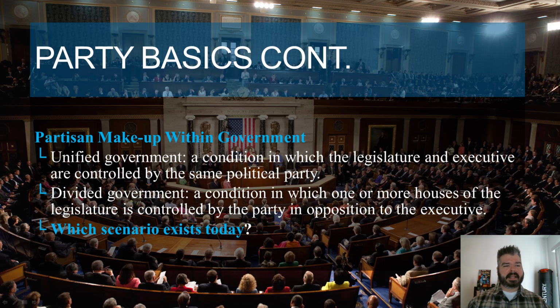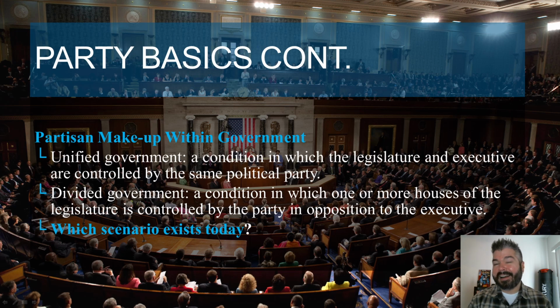So, partisan makeup within government. These are two terms that we need to be familiar with when we talk about political parties and government. Okay, so we have unified government. This is a condition in which the legislature and the executive branch are controlled by the same political party. We see it again, where the executive and the legislative are controlled by the same political party.